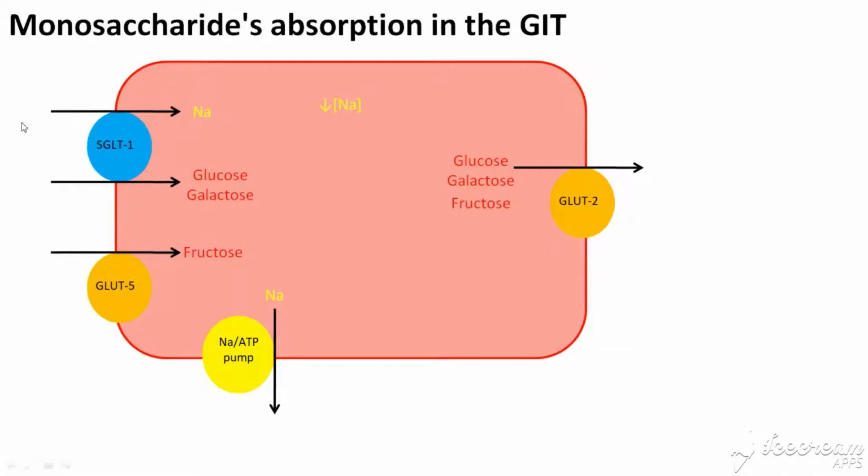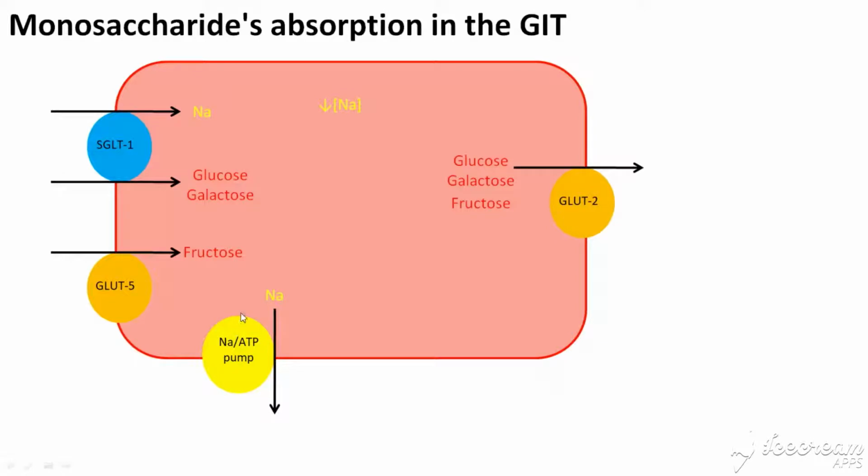On this side is going to represent the GIT lumen, where all the food is being digested, and on this side is going to represent the blood. We want to absorb monosaccharides from the lumen and all the way into the blood. Glucose and galactose are absorbed by something called the sodium glucose transport protein 1. Fructose is going to be absorbed by something called a GLUT5. This is going to be a special transporter for fructose.